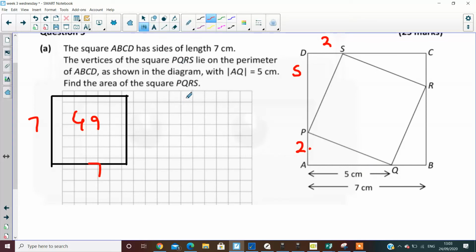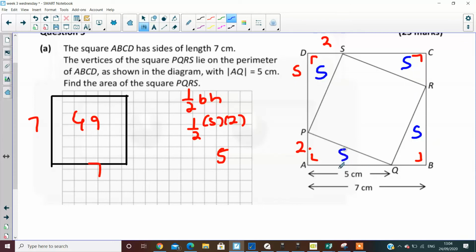Area of a triangle is a half base times height, only because they're right angled triangles. Would you agree with that? So what's a half 5 times 2? Half of 10? 5. See all the triangles? They're worth 5 each. So what happens when you add all the triangles together? You get 20. 49 take away 20? 29 meters squared.